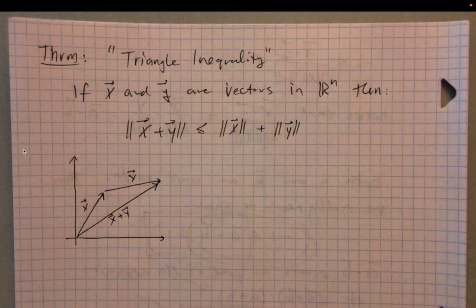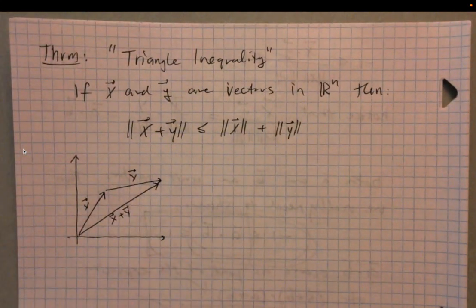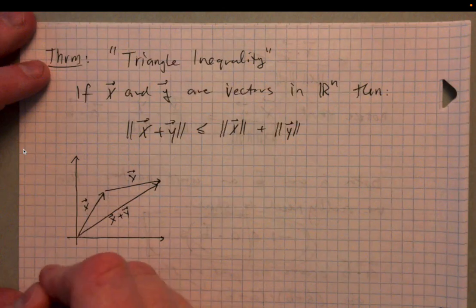So if the third vector x plus y is built up of the other two, x and y, then the length of x plus y needs to be less than or equal to the length of x plus the length of y. It's very intuitive when you see it in a drawing like this. Okay, so let's go ahead and prove this.